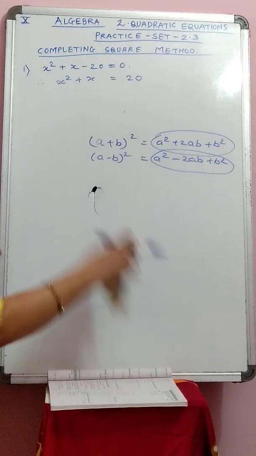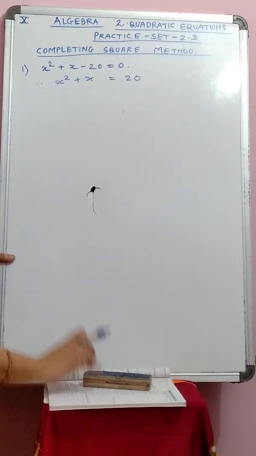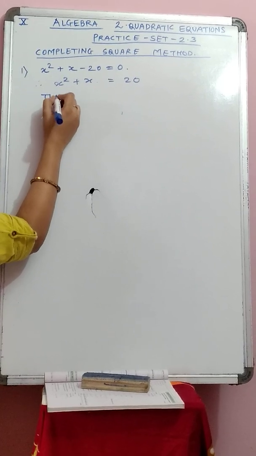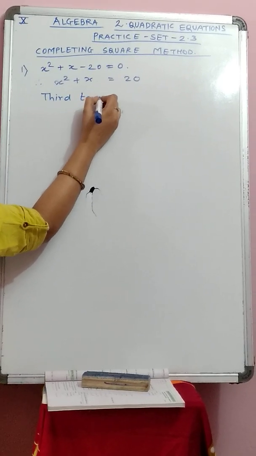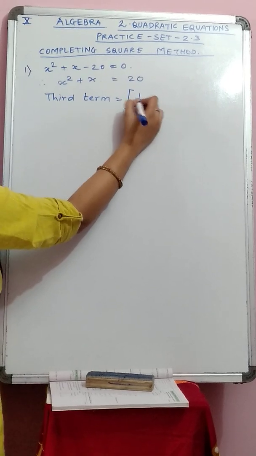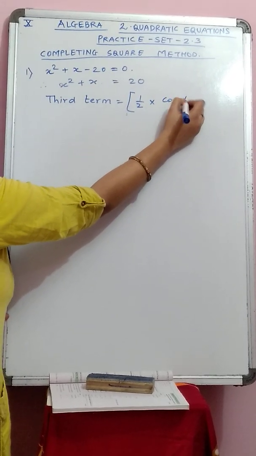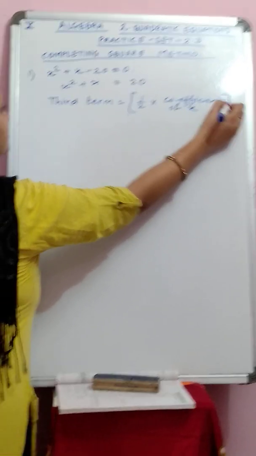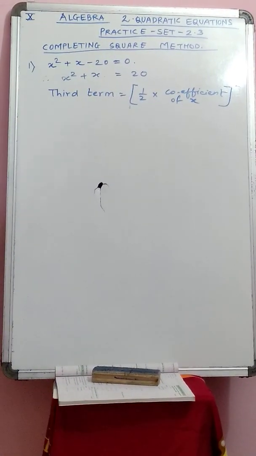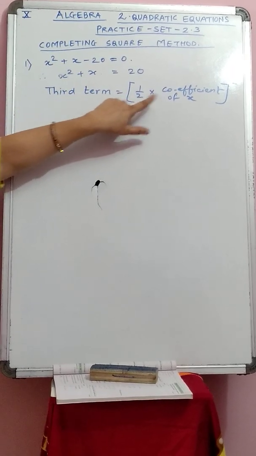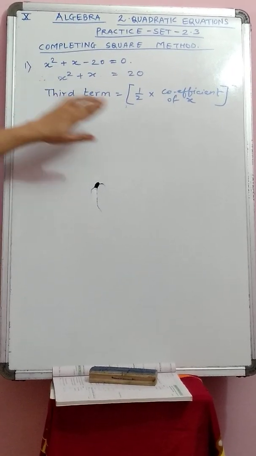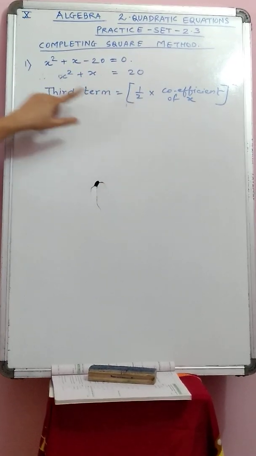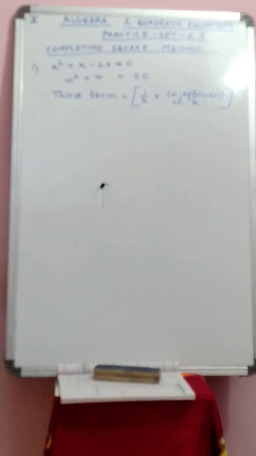Okay. So how to find the third term? To find that third term, there is a method: the third term is equal to (1 upon 2 into coefficient of x) whole square. This is the formula for the third term. 1 upon 2 into coefficient of x. If it is x here, I am going to write x. If it is m, I am going to write m. So coefficient of x, 1 upon 2, and then square.